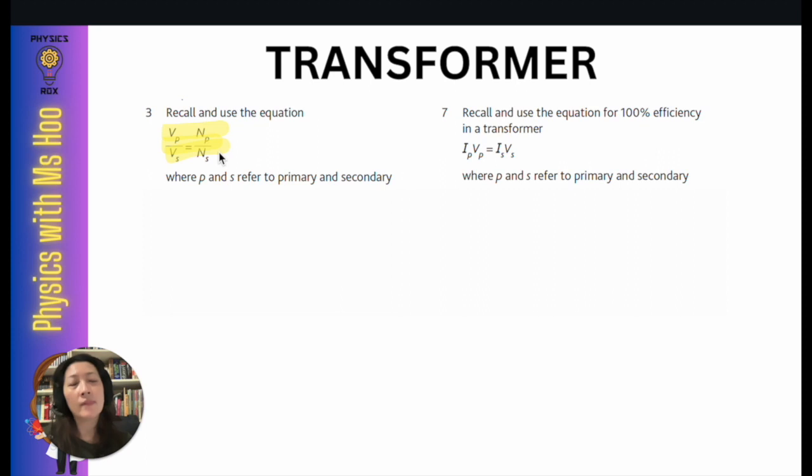So just remember, the ratio of the voltage is equal to the ratio of the number of turns on the coils of a transformer. P and S of course refer to primary and secondary.